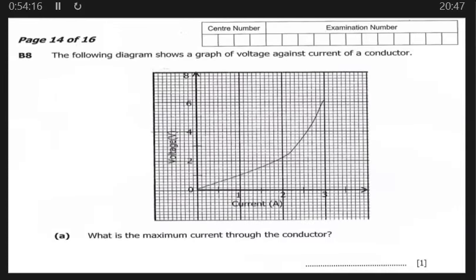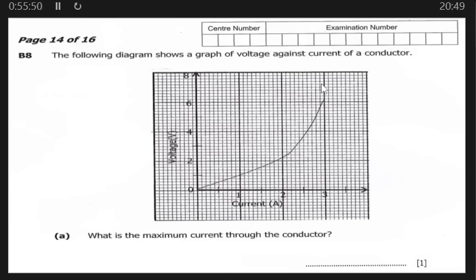So let's move. So here we are, B8. B8 reads, the following diagram shows a graph of voltage against current of a conductor. All right, so here we have current on the horizontal axis, voltage on the vertical axis. The question says, what is the maximum current through the conductor? So the maximum current through the conductor is actually this one here, where the conductor reaches here, starting going that way. That actually indicates the maximum current.